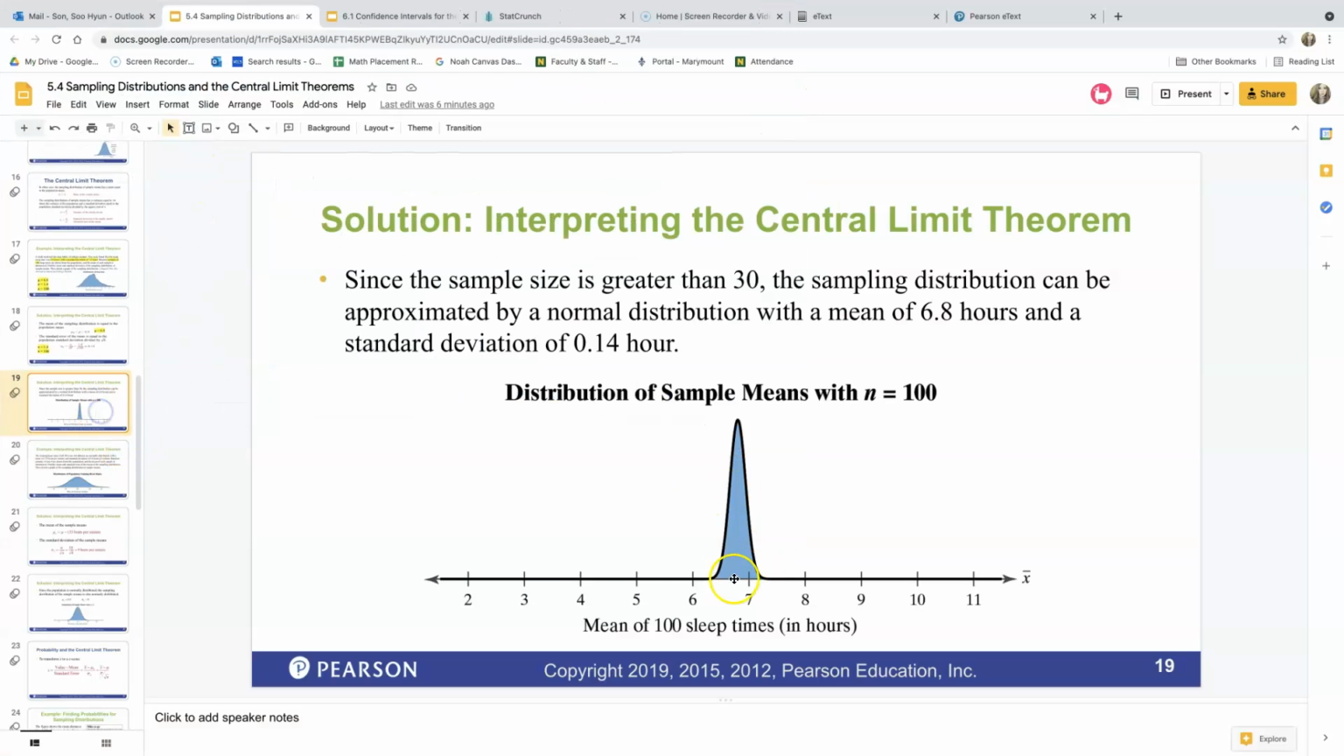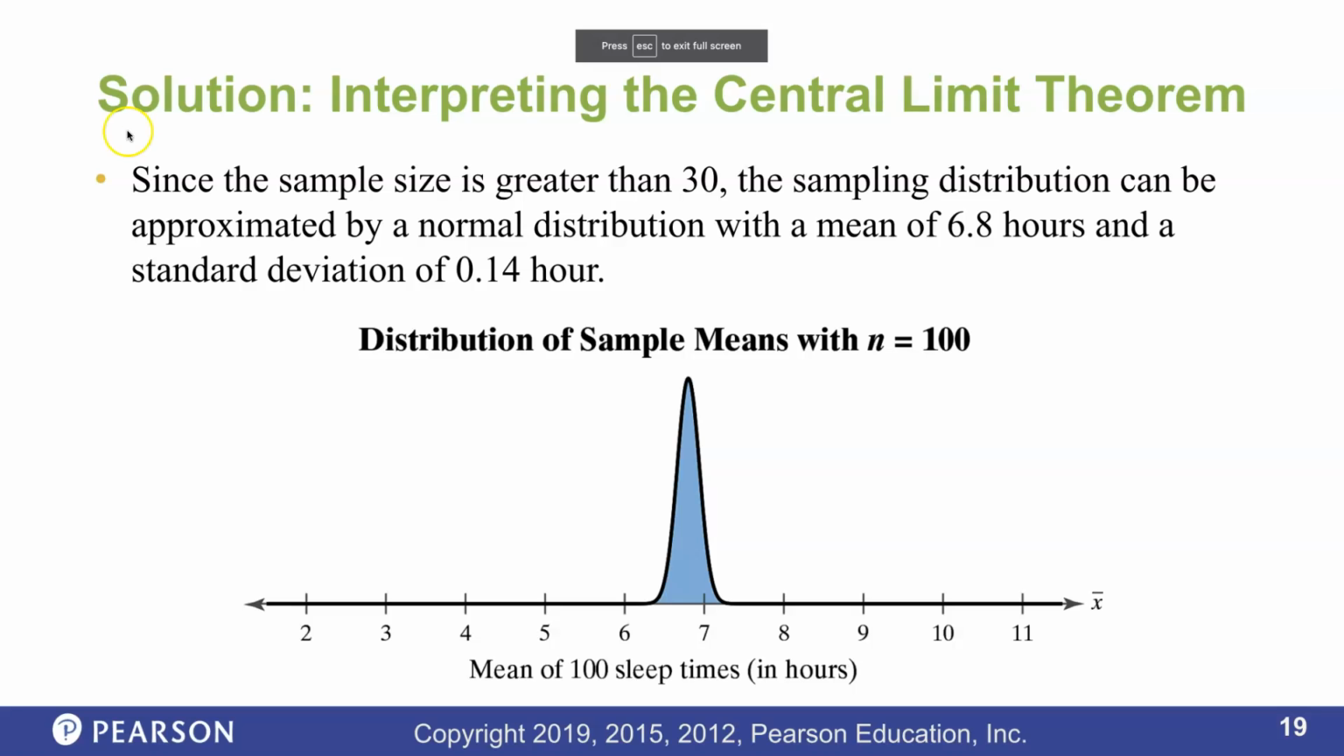So they gave me a picture, but I say I can do a better job, so I tried it. And we talked about how to create a normal distribution graph. All right, one more example, and then I'll stop this video.